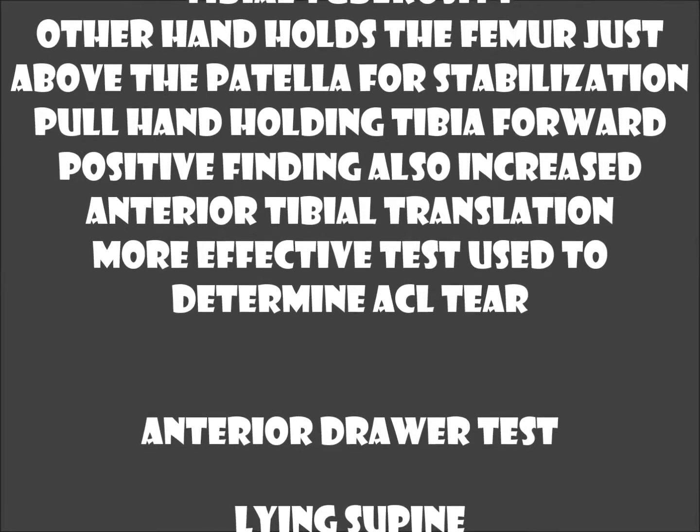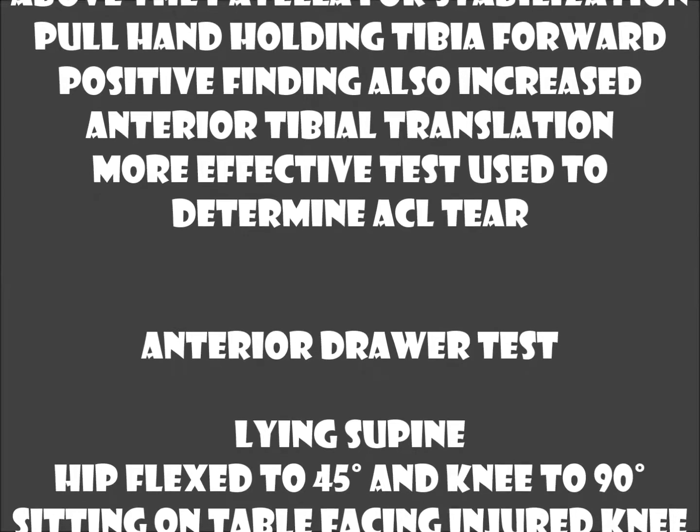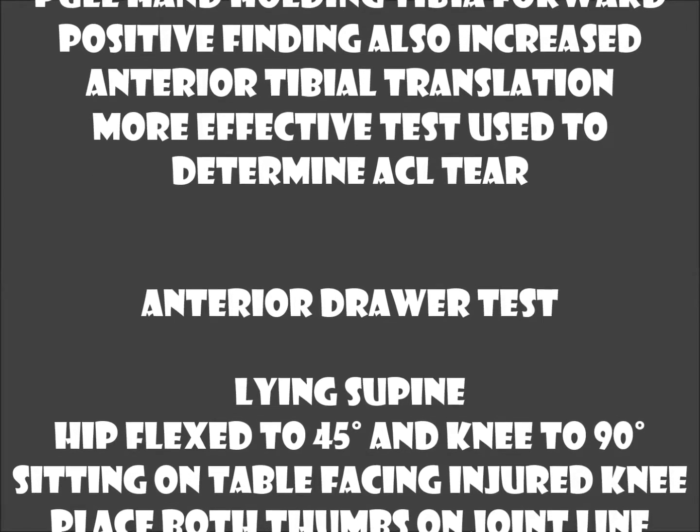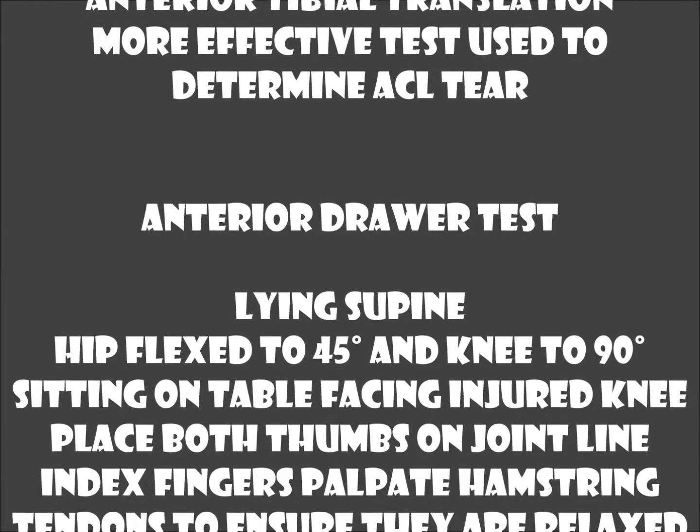The next test is the anterior drawer test, and again you have your athlete lie supine, have them flex their hip to 45 degrees and flex their knee to 90 degrees.